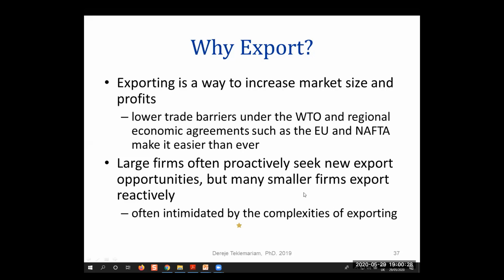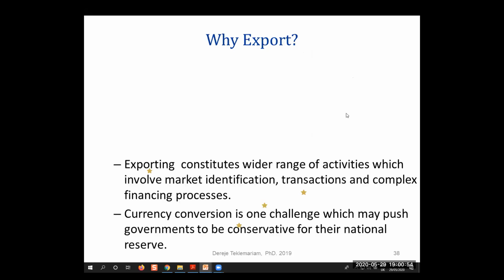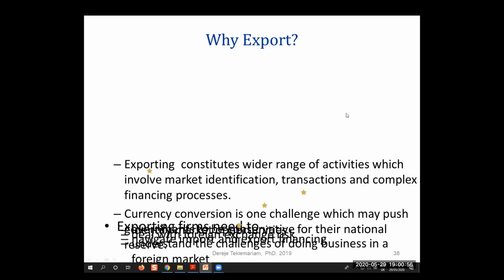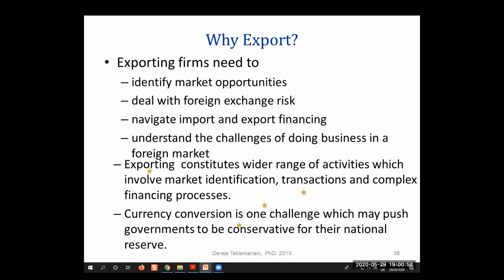Exporting is not a simple task, by the way. There are a number of complexities that either large or smaller firms have to deal with. So you can see from that, being large or small has its own level of intensity in going international. So why exports? One, to identify, as I said, market opportunities.